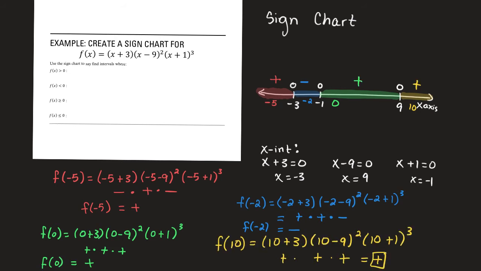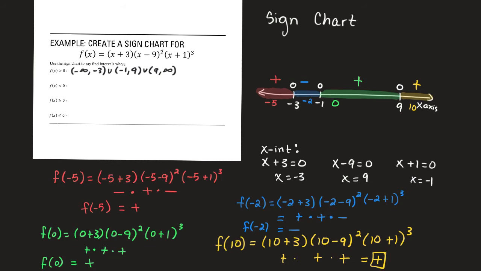Okay, now that I have my sign chart, I'm going to use my sign chart to answer these questions. Where's the function greater than 0? Where the function is greater than 0 is in all the intervals where the function is positive. So I'm going to write down all of my intervals of space where the graph is positive. From negative infinity to negative 3, from negative 1 to 9, and from 9 to infinity.